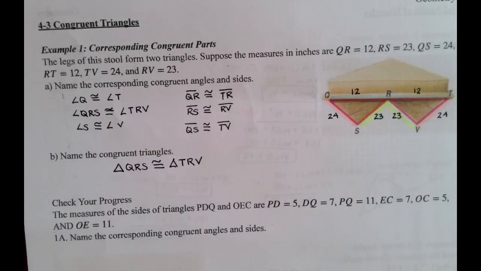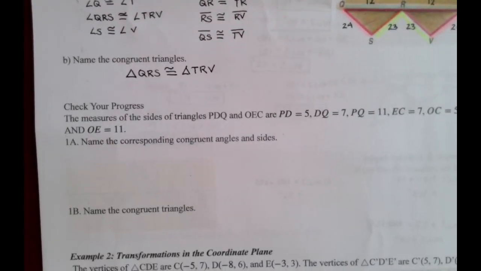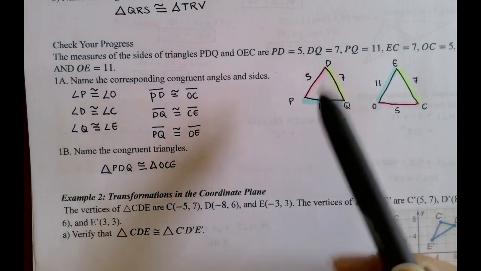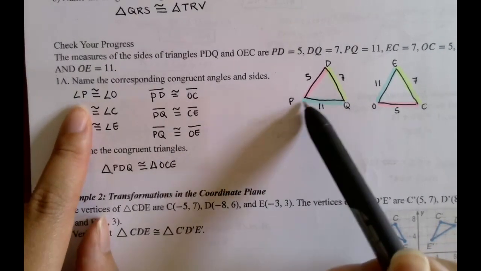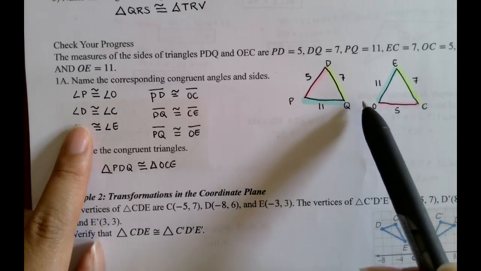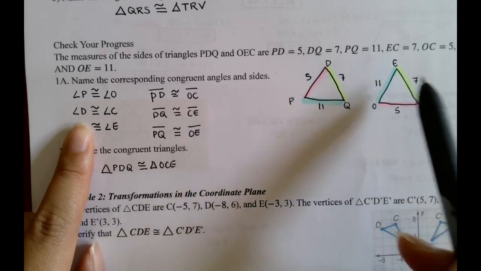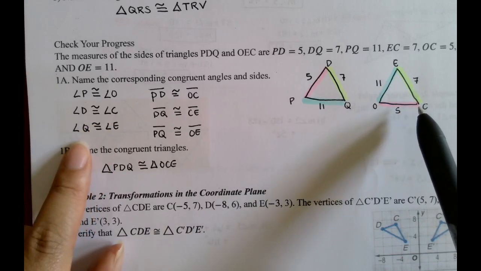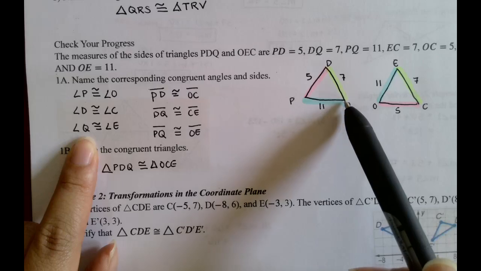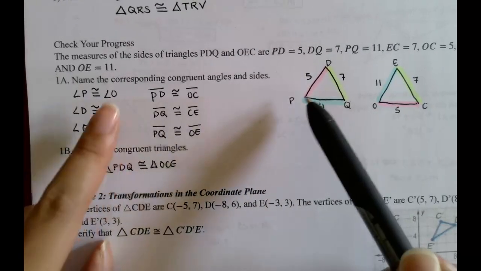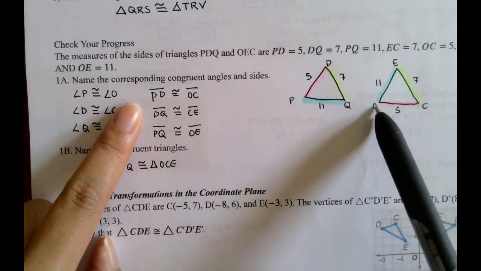Okay, so why don't you try CYP 1A and 1B, and then once you're done, come check your answer. Okay, this is what you should have gotten. Angle P, note the pink blue here, corresponds to O, the pink blue here. Angle D, pink yellow, corresponds with angle C, pink yellow. Angle Q, blue yellow, corresponds to angle E, blue yellow. And then PD corresponds with OC.